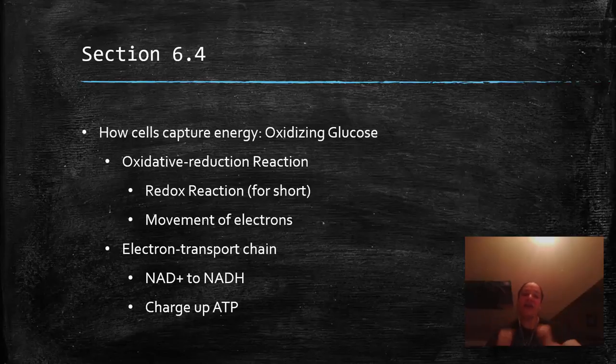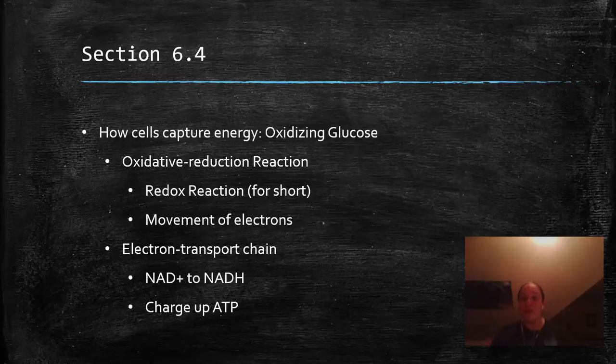Our cells capture energy when they break down glucose through something called a redox reaction. First, electrons are taken away from glucose and given to oxygen. This is the oxidizing part of an oxidative reduction reaction. The reduction part is when oxygen accepts those electrons. Just to clarify, oxidation is when electrons are taken away from a molecule. Reduction is when those electrons are given to another molecule.